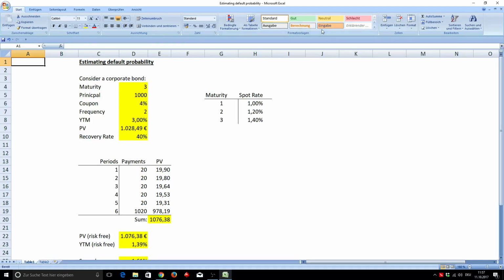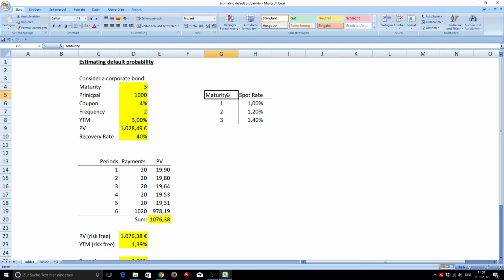Consider the following bond. It has a maturity of 3 years, a principal of 1,000, 4% coupon payments, which are paid out semi-annually, and a yield to maturity of 3%. We can solve for the present value and get 1028.49, and we have a recovery rate of 40%. The recovery rate determines how much is left after the bond defaults, so the price the bond trades at after a default event occurs. Here we've set this to approximately 40%.